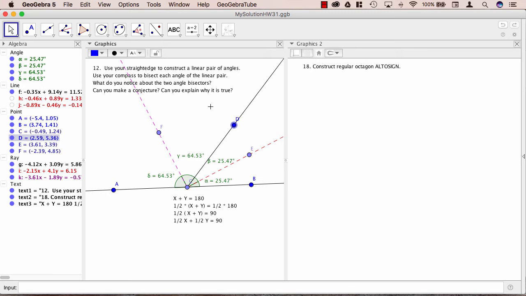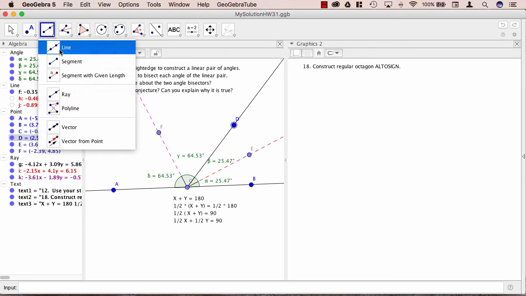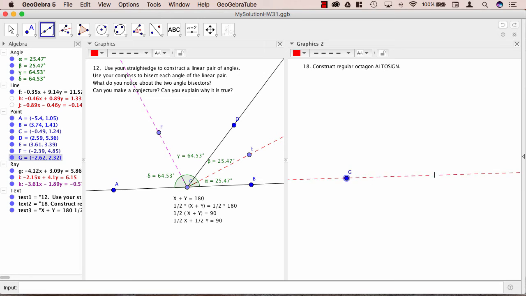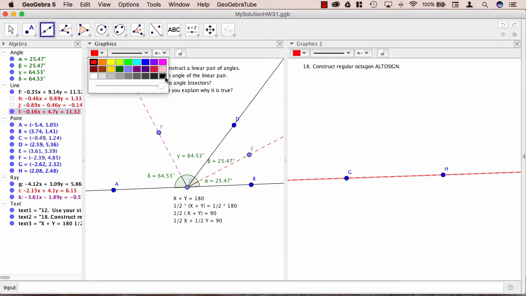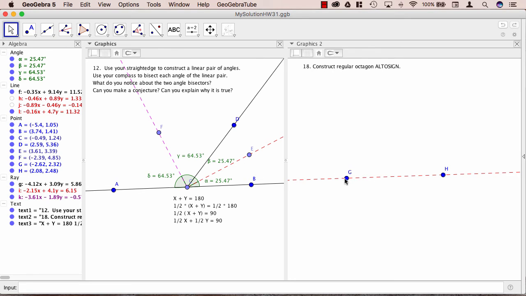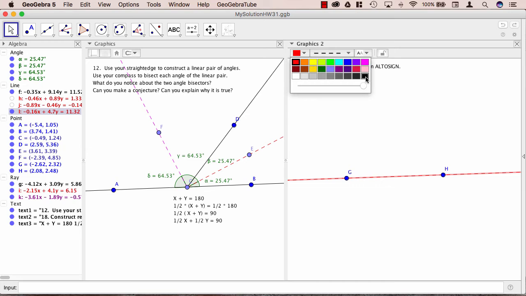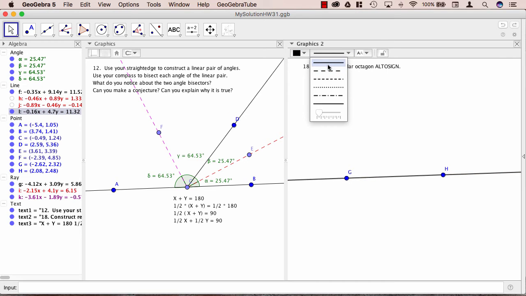Okay, moving on to number 18. Constructing a regular octagon. There's lots of ways to do this, and here's probably one of the easier ways. I'm going to make a line GH, and let's see if we can make that line look a little bit better. There we go. Okay, so line GH.